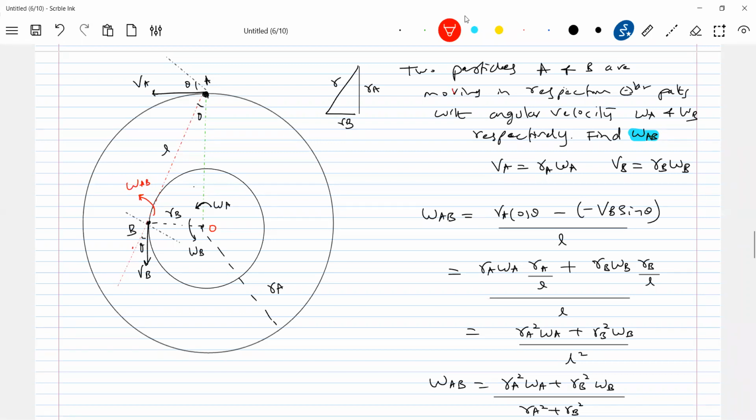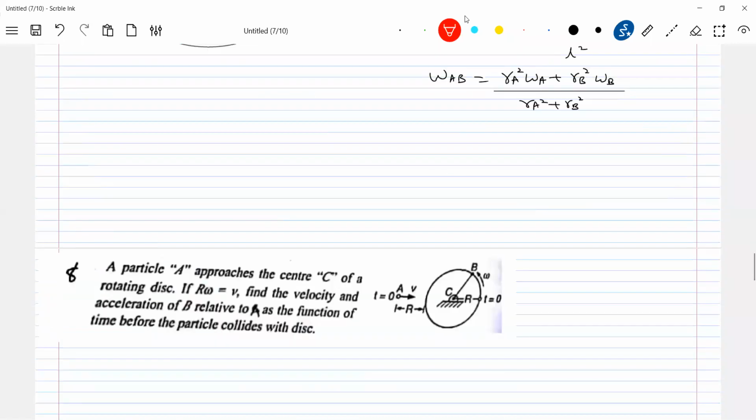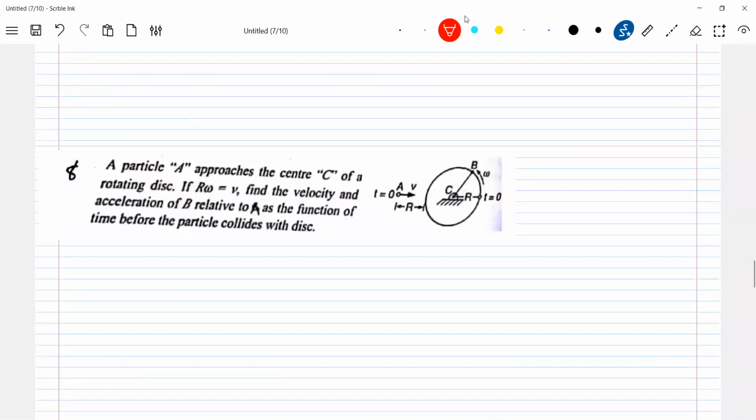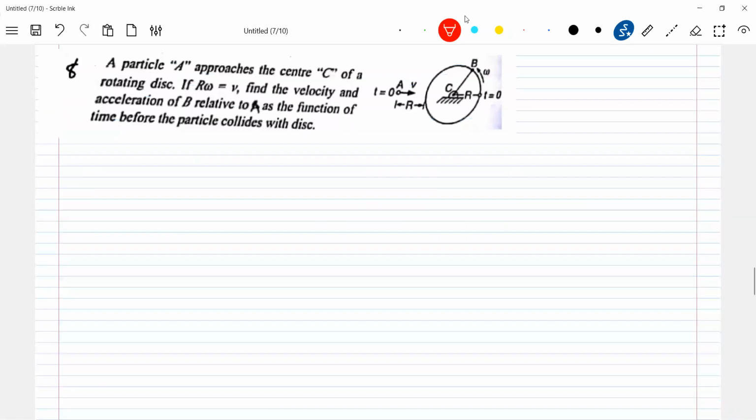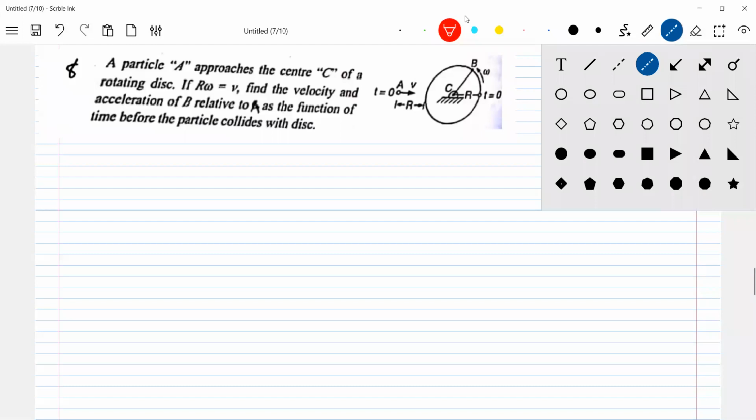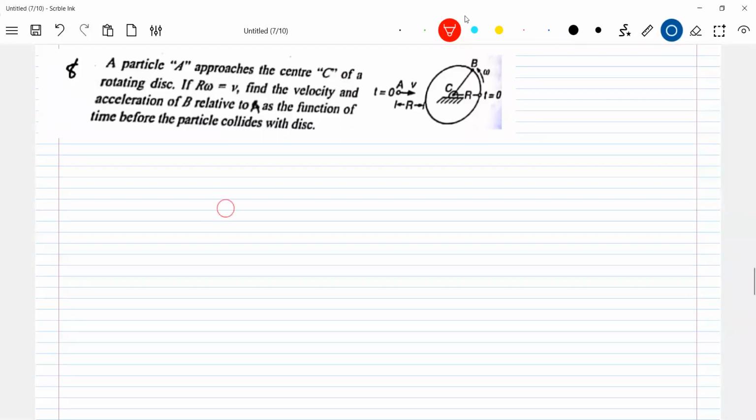So let's take the next example. You can see this question. Particle A approaches the center C of a rotating disk. If V equal to R omega, find the velocity and acceleration of B relative to A as the function of the time before the particle collides with the disk. So it is something. I'll give some better diagram.